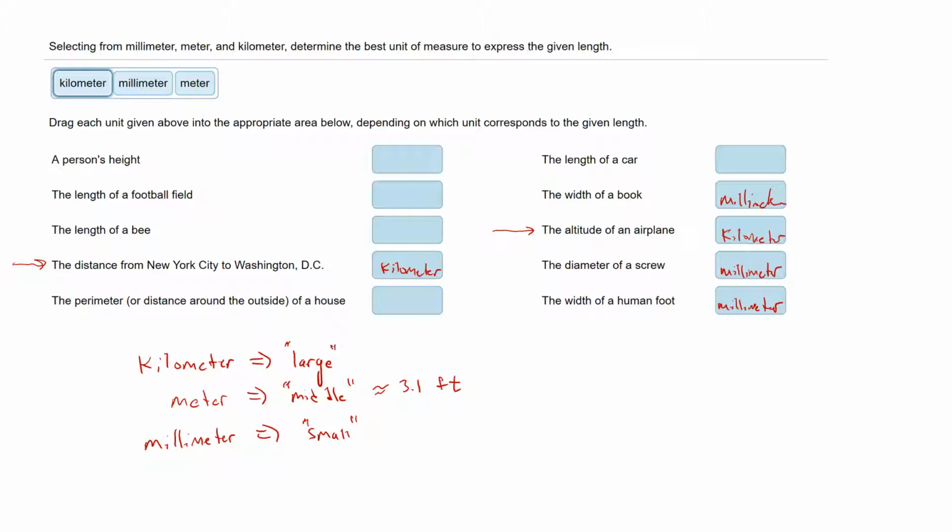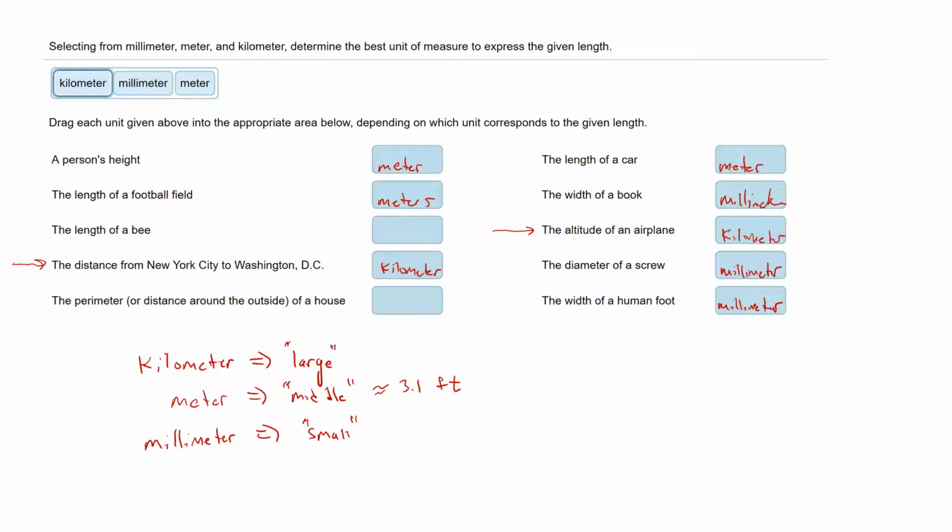The length of a car is sort of like a medium distance. This one would be meter. Again, a meter is about 3.1 feet, so the length of a car would be a few meters. A person's height would also be, most people would be about 1 point something meters tall, or maybe 2 meters tall. The length of a football field would be meters.